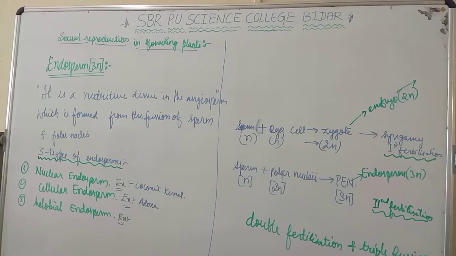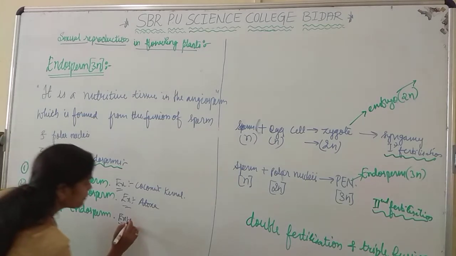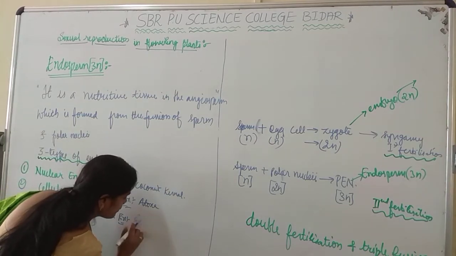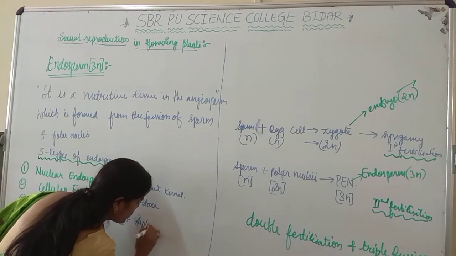Okay, hello. Nuclear endosperm, cellular endosperm, then one more is helobial. Example, Asphodelus.